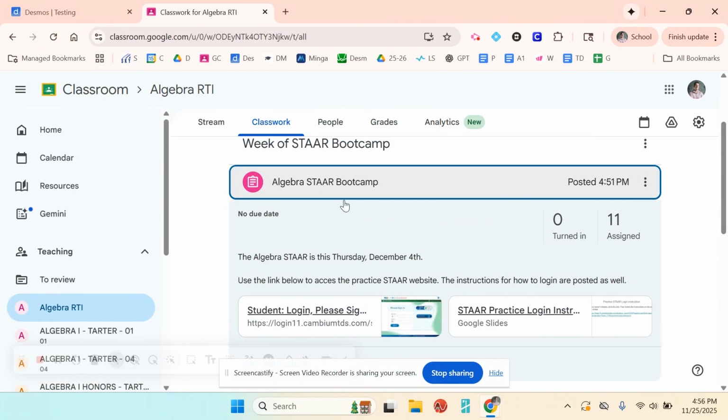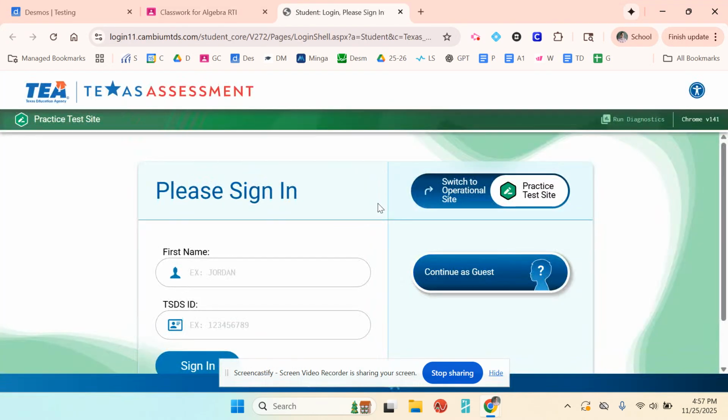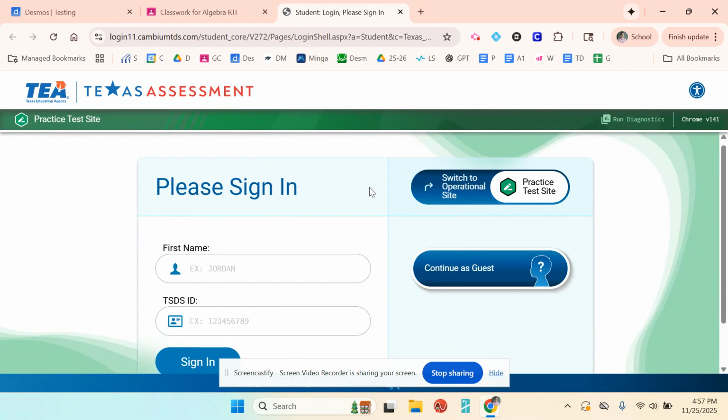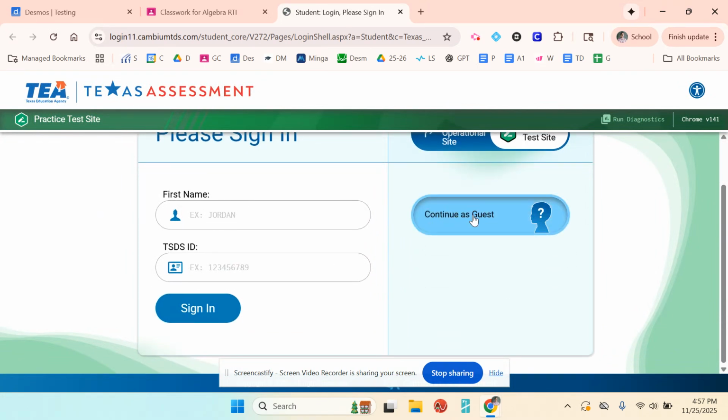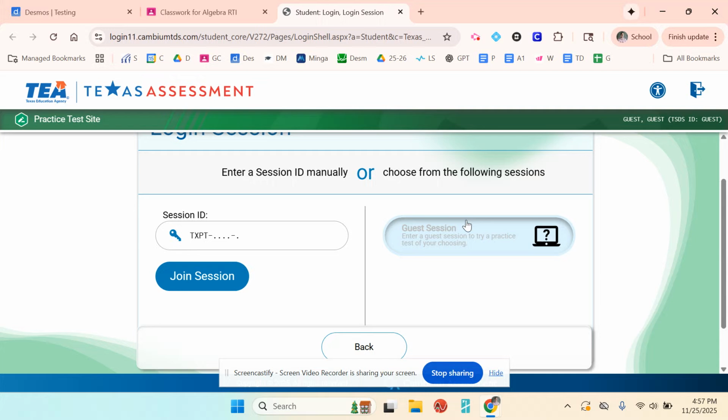So when you open up this link right here, STAAR Bootcamp, I've posted the instructions on the right, I've posted the test itself on the left. So I'm going to click this. Now, unfortunately, this is quite a bit of steps, but all it is clicking a button. So once you get to this screen, you do not have to type anything in. You're going to click Continue as a Guest on the right side. Again, you're going to hit Guest Session. You do not need a code or anything for this.